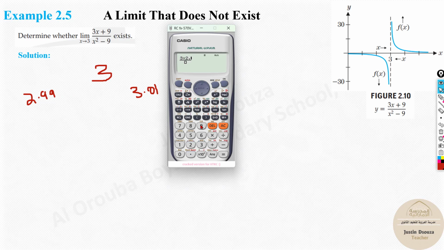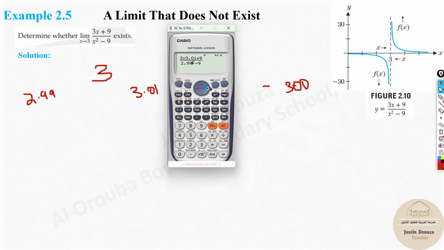Into 2.99 plus 9 divided by 2.99 squared minus 9. Now I'm not using the brackets because there's no negative sign, right? So it's fine. I'm getting negative 300. Let's just write it. And if I increase the zeros, it'll be a bigger number: negative 300, 3000, 3 million, and so on.